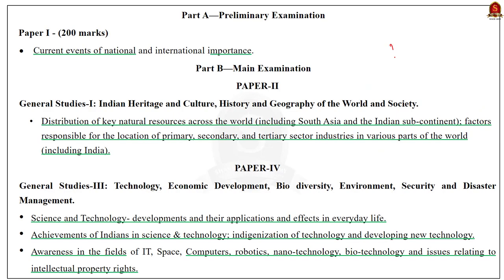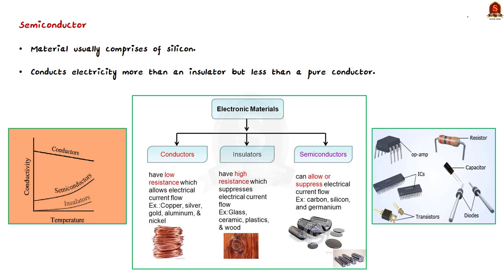The syllabus for this discussion is highlighted here for your reference. You can have a look. First, let us see about semiconductors. A semiconductor is a material that usually comprises silicon. This material conducts electricity more than an insulator but less than a pure conductor. Just have a look at this graph.